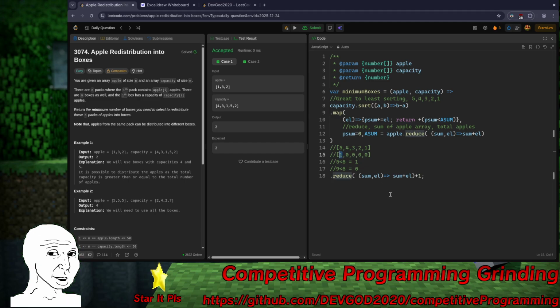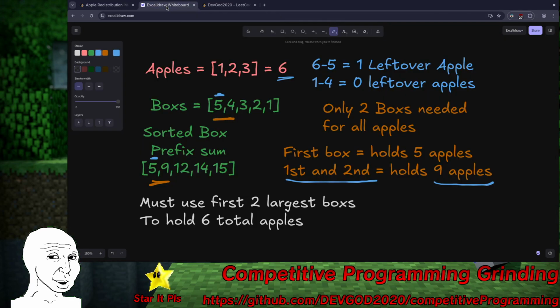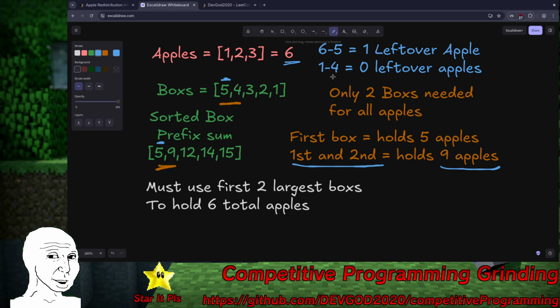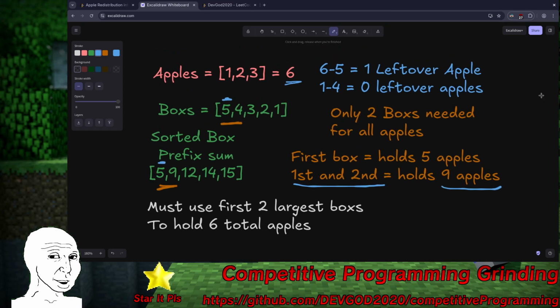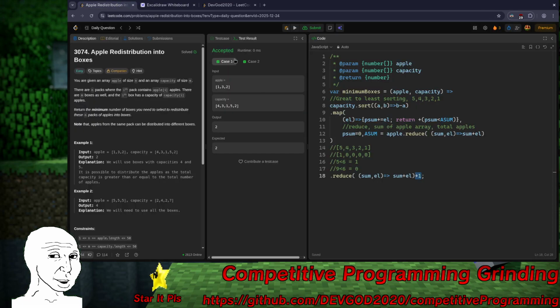So the ones basically represent boxes where you're still underneath your total apples, so you need another box. And then you just plus one more, so that plus one takes care of your leftover amount of apples. So even though 9 is greater than 6, we still have this case right here where we subtract the 5 from the 6, which would be one leftover apple. And then that one apple still needs a box to go to, so you still need to achieve 2 boxes.